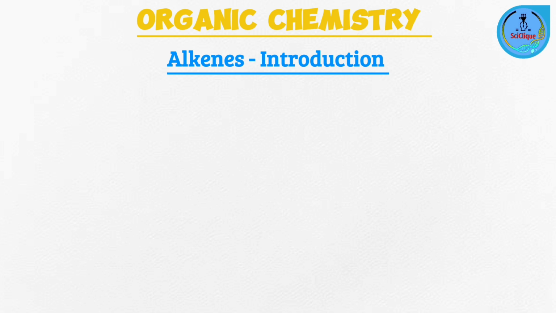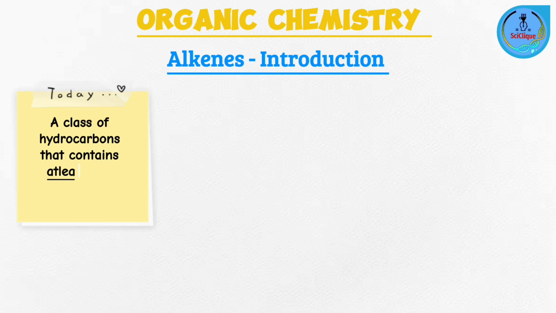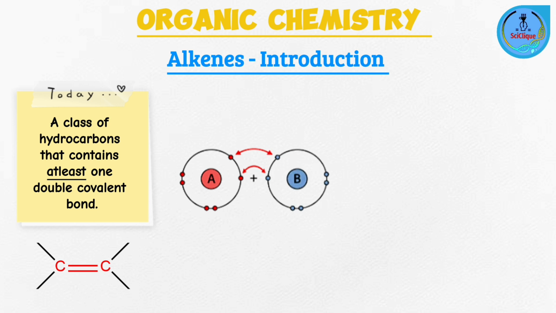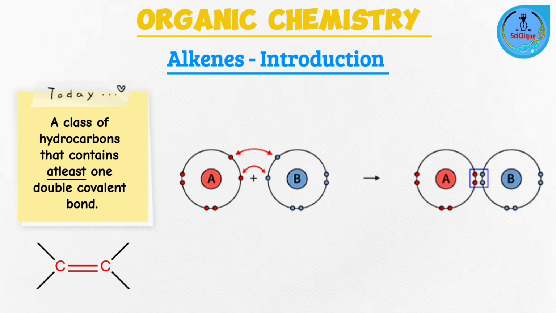When talking about alkenes, these are a class of hydrocarbons that contain at least one double bond between two carbon atoms in a molecule. A double covalent bond is a type of bond whereby two carbon atoms share four electrons between them. One carbon atom shares two electrons, another carbon atom shares another two electrons, and in between the two, you have four electrons being shared.